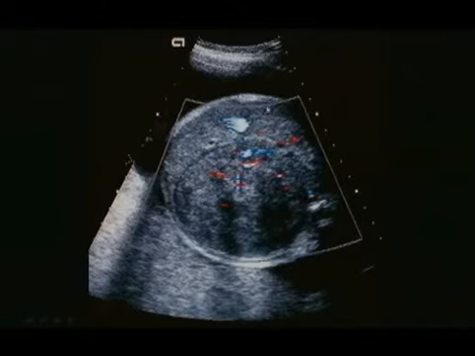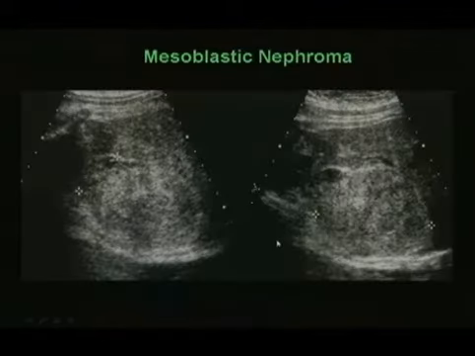This is a transverse view of the fetal abdomen. The spine is over here, and you can see a well-encapsulated solid mass in the position of the normally placed kidney. This was a mesoblastic nephroma. Because it does retain its renal capsule, surgical excision is fairly simple.